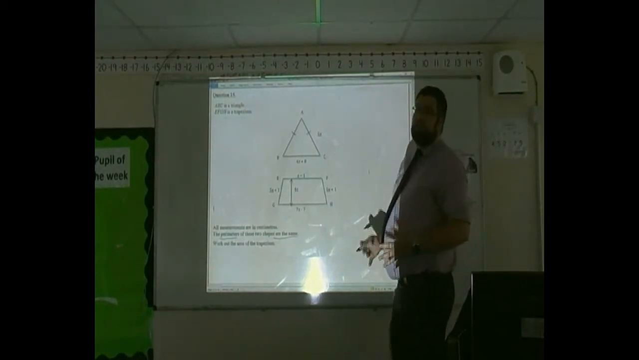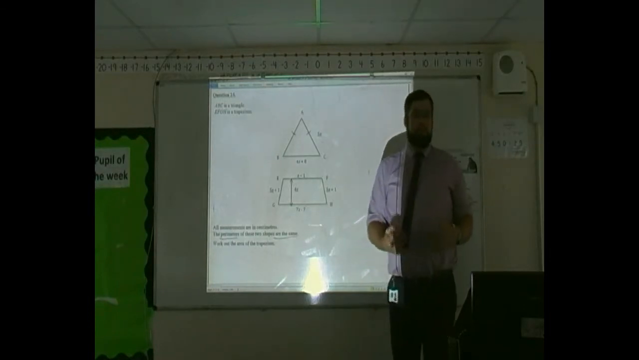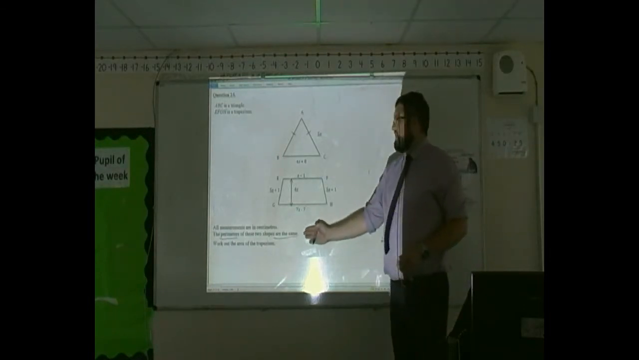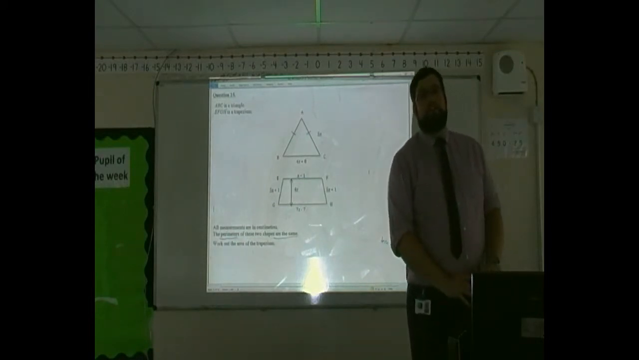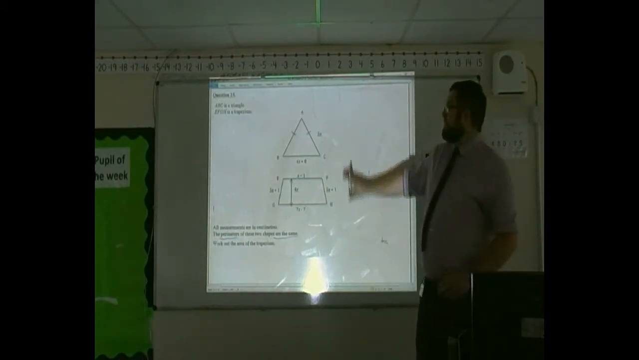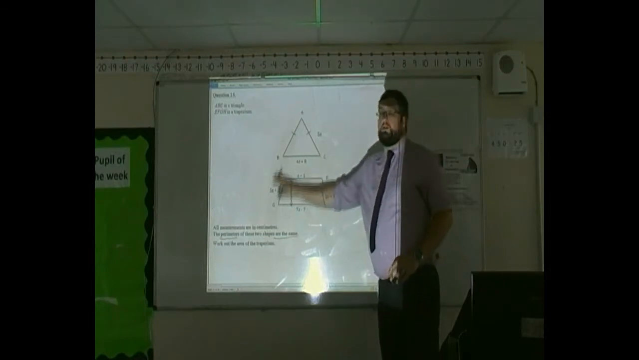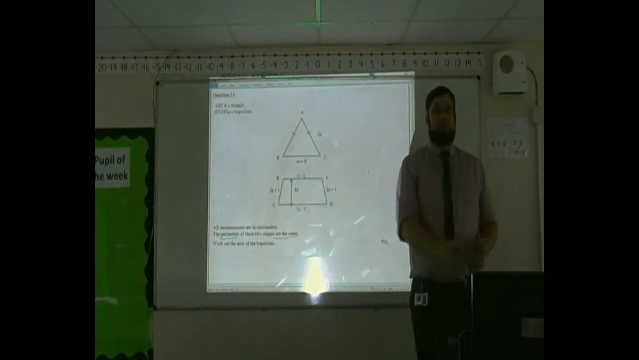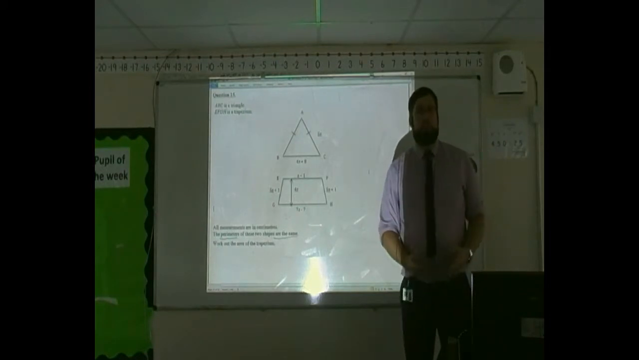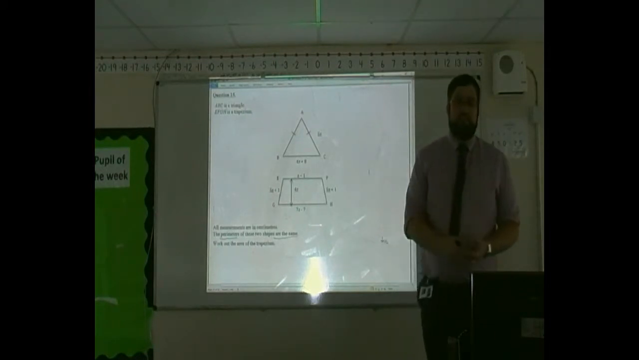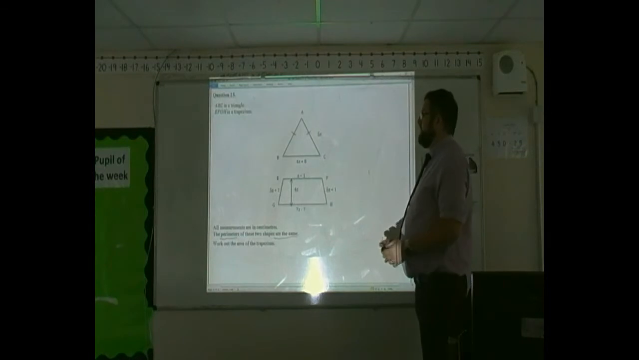So what you're going to need to do first of all is use the fact that the perimeters are equal to set up an equation and solve it to find x, where you put the perimeter of this shape equal to this one, rearrange and solve to find x. Once you've done that, you then need to use the fact that the area of a trapezium we can calculate with the following formula.